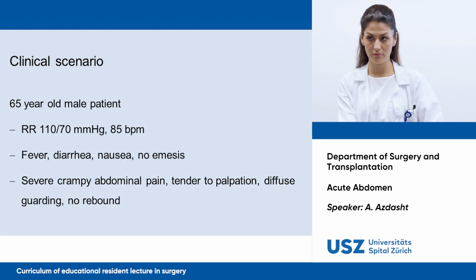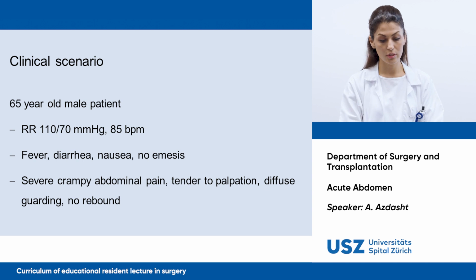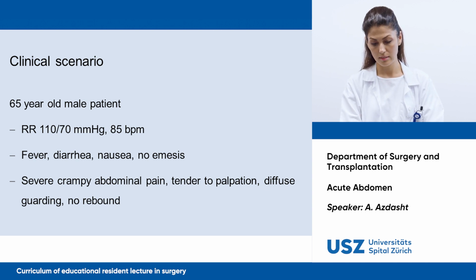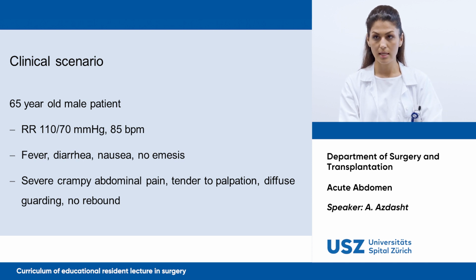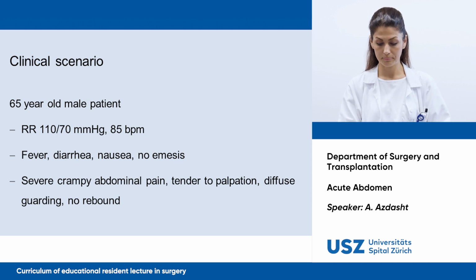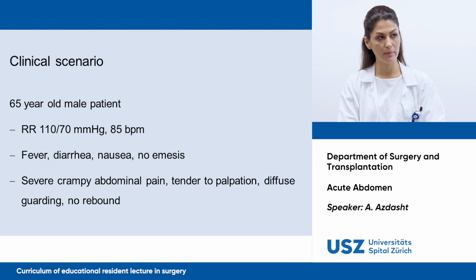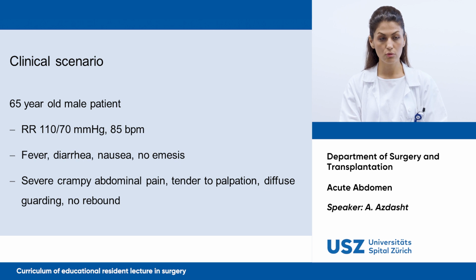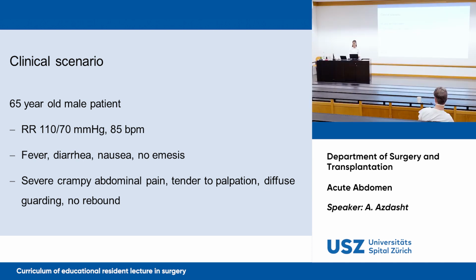Imagine yourself in the emergency department, and you're seeing a 65-year-old patient presenting with fever, diarrhea, nausea, and severe crampy abdominal pain. On your physical examination, the abdomen is tender to palpation. The patient shows diffuse guarding, but no rebound. Maybe you just take some seconds to think about this. So I assume that your first impression is, okay, this patient suffers from an acute abdomen, which is correct.